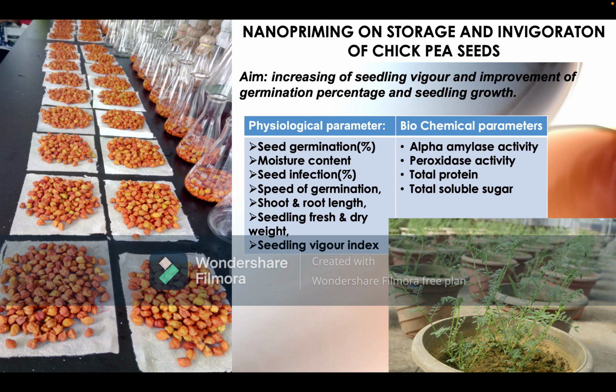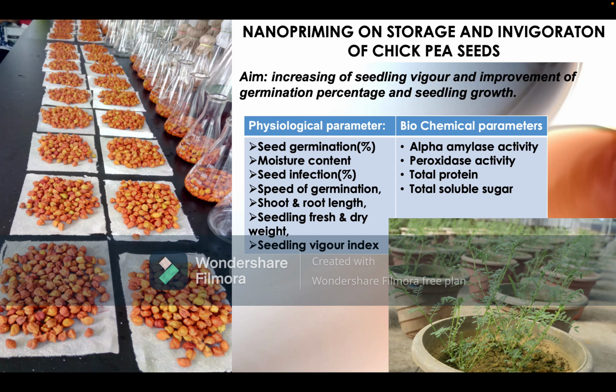So we did an experiment to use zinc oxide nanoparticle as a priming agent and study its effect on storage and invigoration of chickpea seeds. We took observations on physiological and biochemical parameters. During our experiment, we found that there is a positive effect of zinc oxide nanoparticle when it was used at 100 ppm concentration as a priming agent of the chickpea.